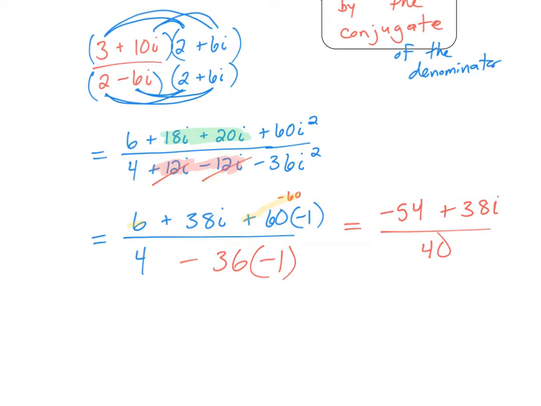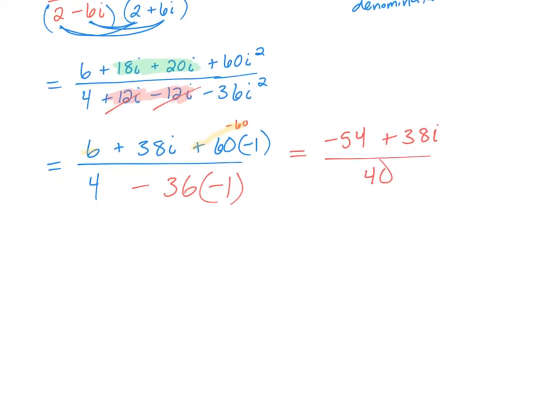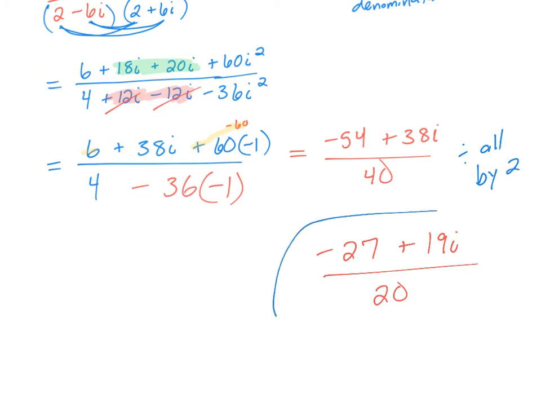Okay, and this answer is correct, but the last thing we can do is, 54, 38, and 40 can all be divided by 2. So if we divide them by 2, we would get negative 27 plus 19i all over 20. And again, we got that by dividing all by 2 to simplify it. So this would be our final answer. So sometimes we have to multiply by the conjugate to cancel out the i's in the denominator.